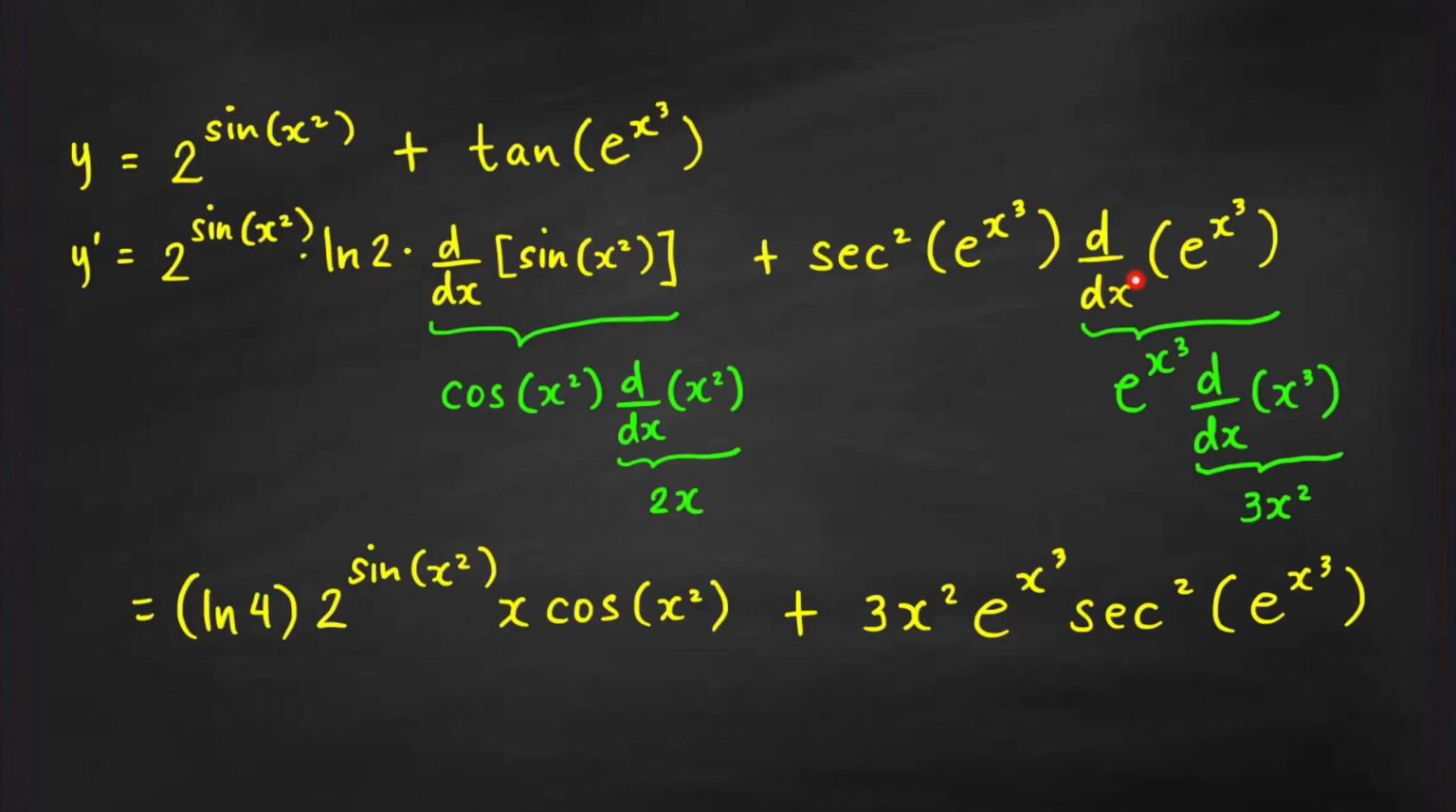Now, for this we need the formula for the derivative of e raised to a function, e raised to u. And we have the formula which is e to the u times the derivative of u with respect to x, which is equal to 3x squared. So if we're going to write our final answer, 2 times ln 2 is just ln 2 squared, which is equal to ln 4. And we just copy this factor here, and then we have here the x, and then times cosine of x squared. And then here, this is just 3x squared times e raised to x cubed times secant squared of e raised to x cubed.